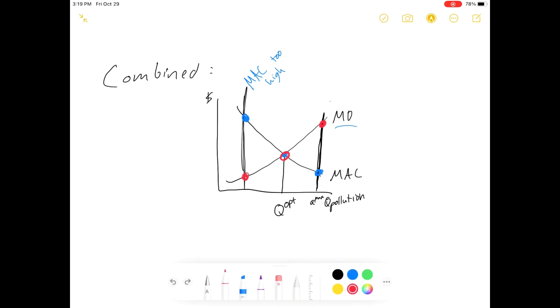Whereas over here, with too much pollution, or not enough abatement, the marginal damage is too high. We haven't abated enough, and the damage we're doing is greater than the cost of reducing the damage. Where's the sweet spot? Right here. At that sweet spot, we've balanced the cost of cleaning up versus the benefits of cleaning up. And that's where we will find the efficient outcome.